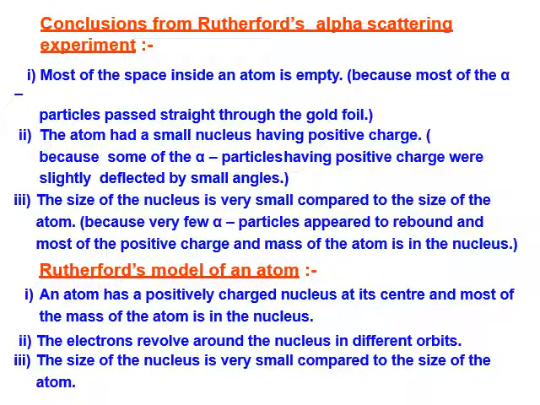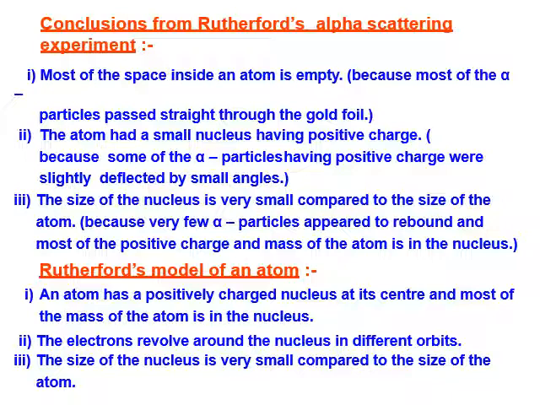By these three observations, three conclusions have been derived from Rutherford's alpha scattering experiment. First, most of the space inside an atom is empty, because it is seen that alpha particles pass straight through the gold foil. Second, some of the alpha particles were deflected by a small angle. So it has been inferred that atoms have a small nucleus having positive charge. Same charges repel each other, that's why a small deflection angle was made. And third, only a few alpha particles rebounded. So it was considered that the size of the nucleus is very small as compared to the size of the empty space. That is, the atom is big in size, but most of the atom is empty. Only a small portion is occupied by the nucleus.